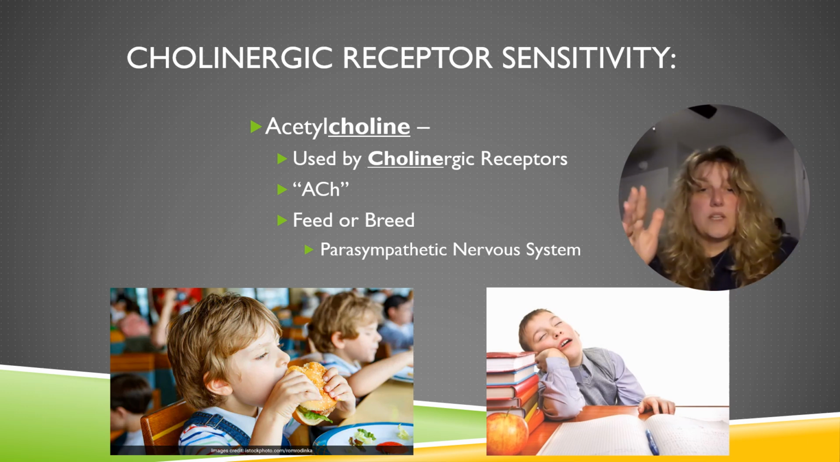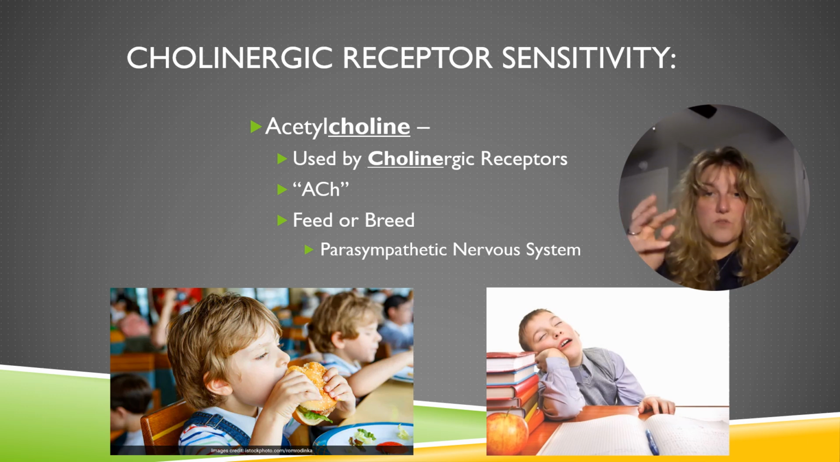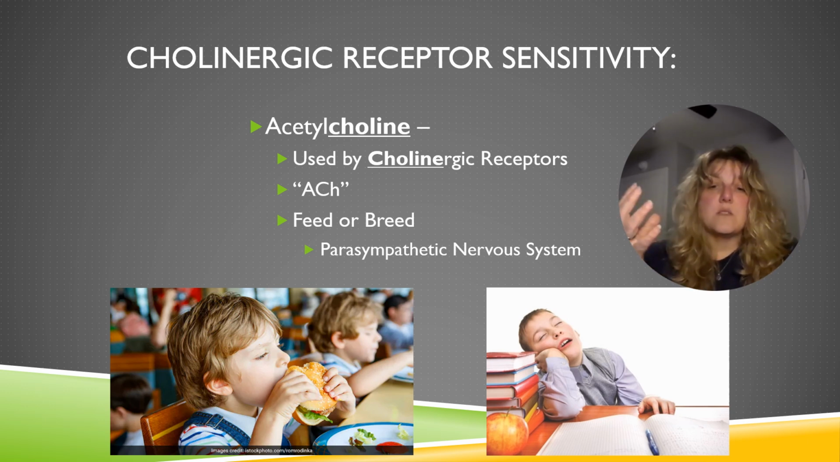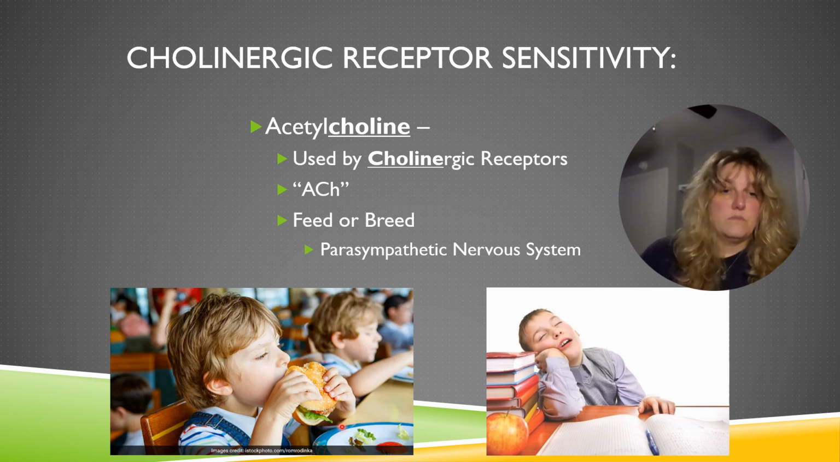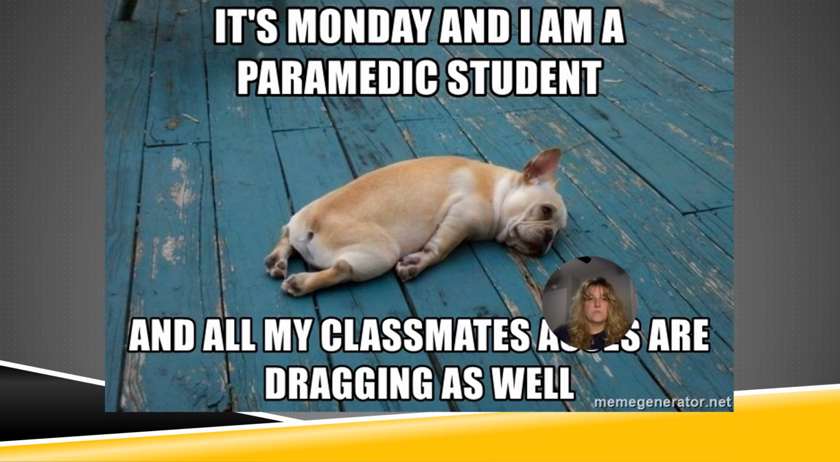Your acetylcholine is used by cholinergic receptors. It connects into it, and it's part of our feed or breed. It's part of that parasympathetic nervous system response. So acetylcholine is meant to kind of slow things down and kind of chill things out. And just another moment of acetylcholine, you're kind of dragging and you're laying down and you're trying to take a nap. So that's part of that parasympathetic nervous system.